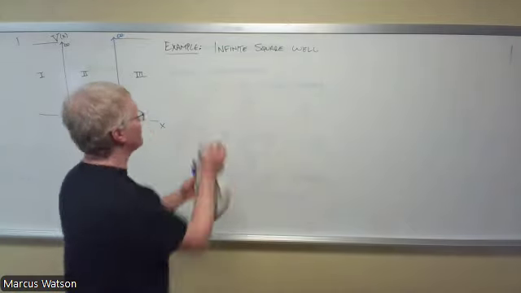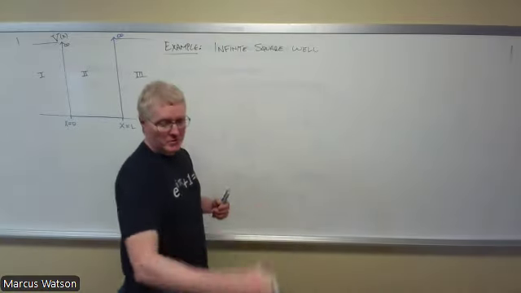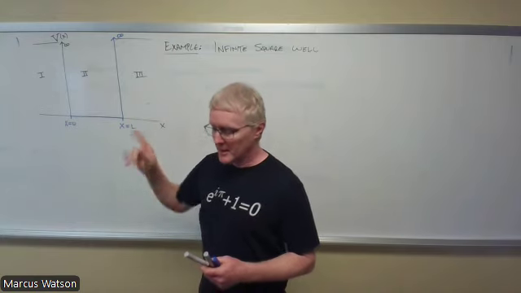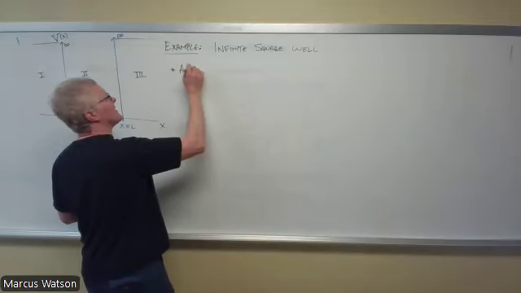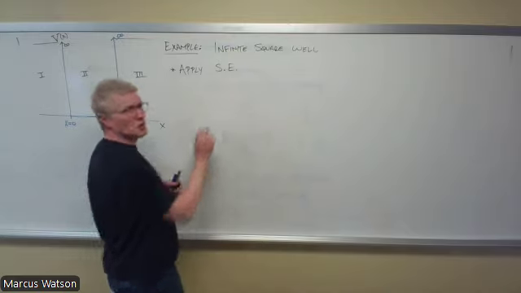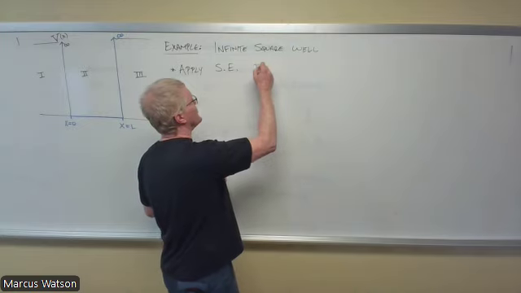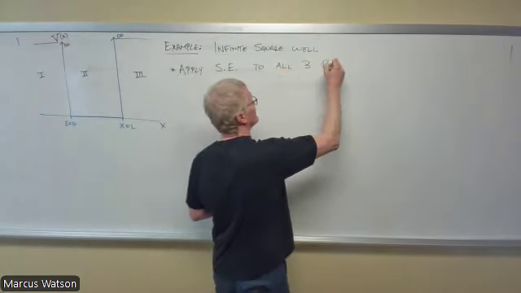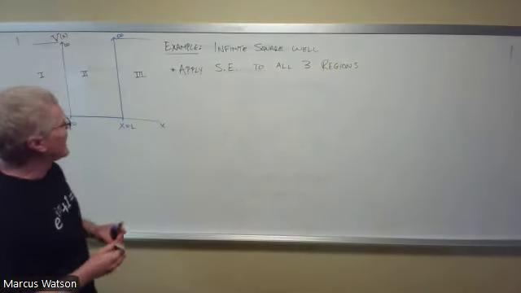So here what we have then is the Schrödinger equation, which we have to apply to each of the three regions. Can I just call it the SE, the Schrödinger equation, instead of writing it out every time? The Schrödinger equation applies to all three regions, regions 1, 2, and 3. And that means a couple of things.